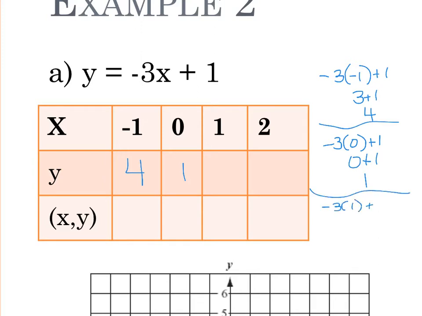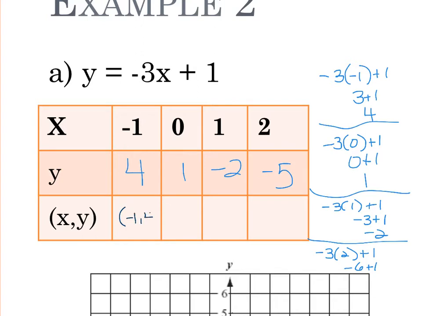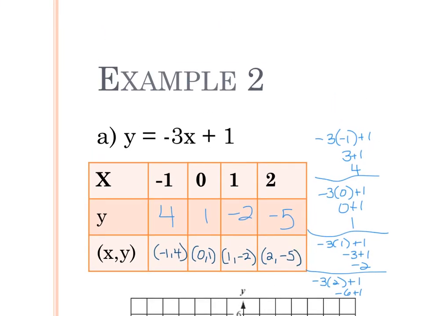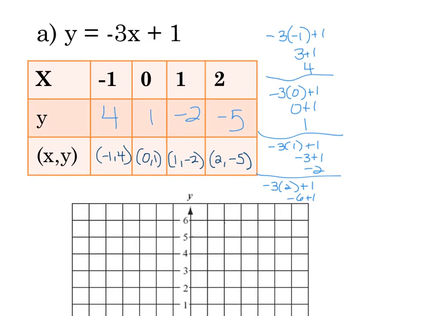-3 times 1 plus 1, -3 plus 1, -2. -3 times 2 plus 1, -5. And then it wants the x, y combination in this chart, so I just write them together. -1 goes with 4, 0 goes with 1, 1 goes with -2, and 2 with -5. And then plot these points.